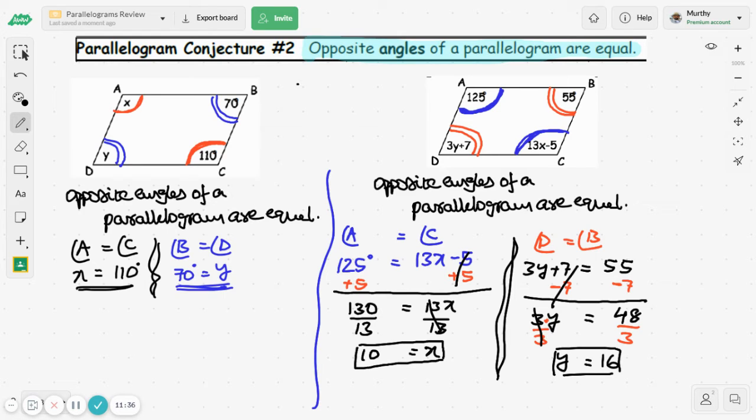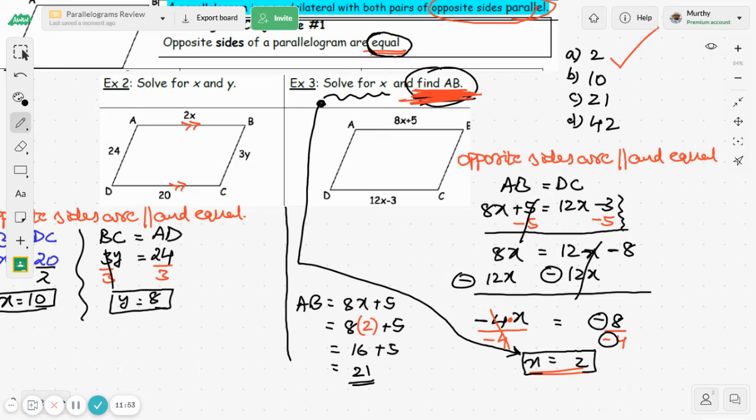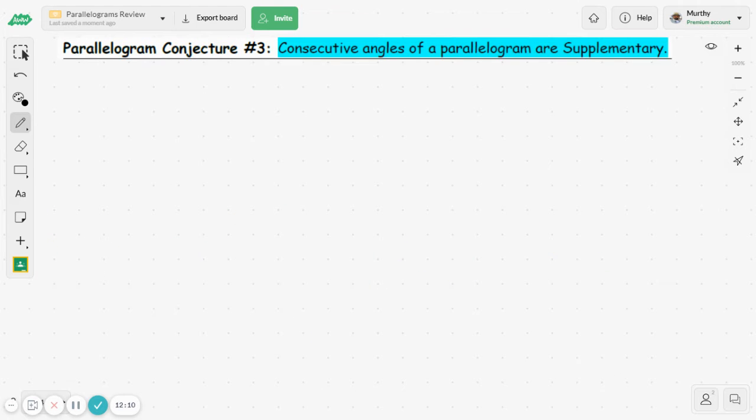So again, please be careful whether you are asked to find the value of x and y or find the length of the side, you have to see what kind of question it is. Because in the previous question, I hope you remember that you were asked to find the length of AB. Suppose you find the value of x and you don't do the last part, you will be losing the points. So you have to look carefully at what the question is. Okay, now let's go to the next point.